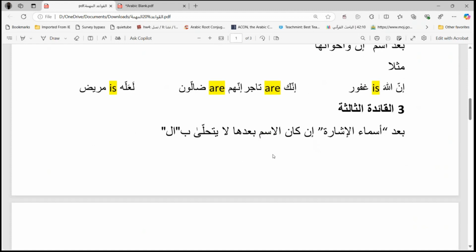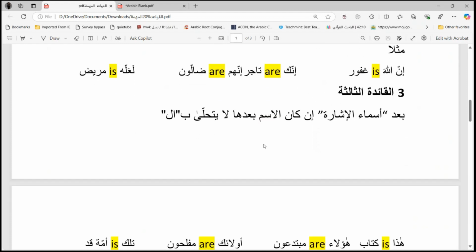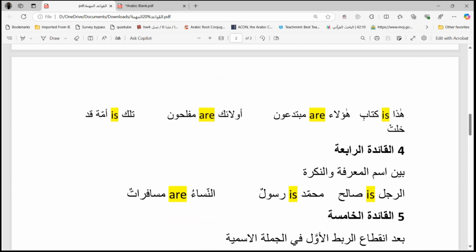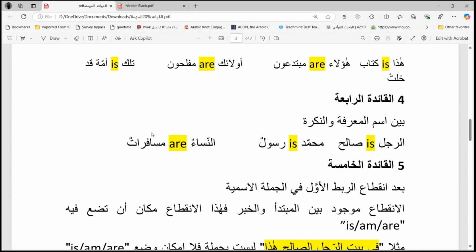Then asma'ul ishara. We saw that after asma'ul ishara, if it is not preceded with alif lam, as in all of these examples, haza kitabun. Ha'ulai are mubtadi'un. Ula'ika are muflihun. Tilka is ummatun qad khalat. Immediately after tilka is an is, which means this is mubtada and after it is khabar. Ummatun is khabar. Tilka is mubtada.